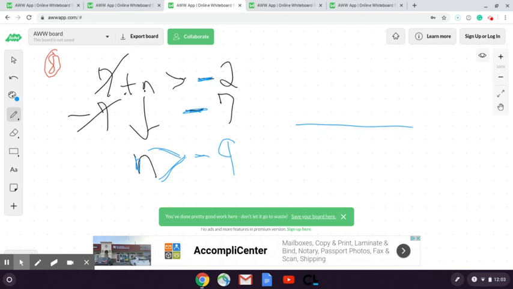So for this graph, you can put a spot for negative 9. And then this one would be an open circle. So you'd have an open circle at negative 9. And this says greater than. So you would do a line to the right.